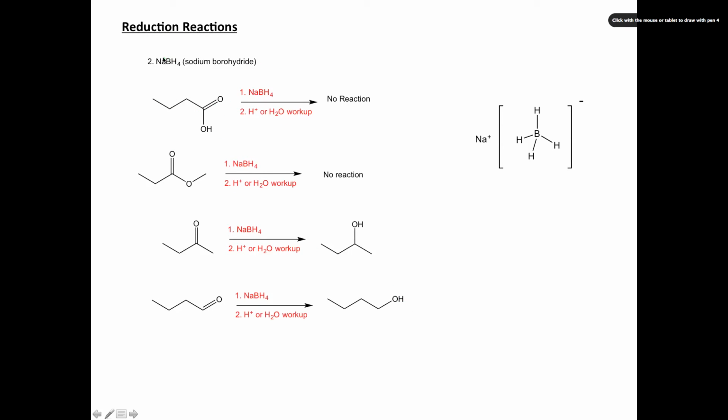All right, the next reducing agent I want to talk about is sodium borohydride, NaBH4. Again, here's the structure of that. Very similar to LAH, but instead of aluminum, we have a boron here. Okay?